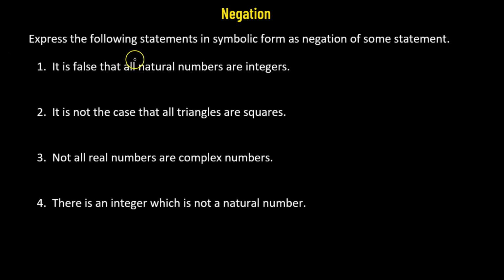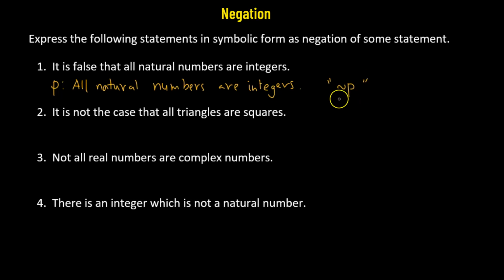So in these problems, we need to express the given statements in symbolic form as a negation of some statement. Meaning, let's consider statement number one. It is false that all natural numbers are integers. So this is a negation of some statement. So let's consider the statement as all natural numbers are integers. Now when we negate this particular statement, that will be negation of P, that will be all natural numbers are not integers, or simply it is false that all natural numbers are integers. So this is how we can express the given statement in a symbolic form.